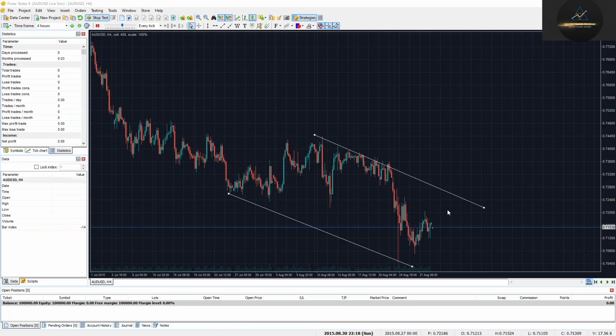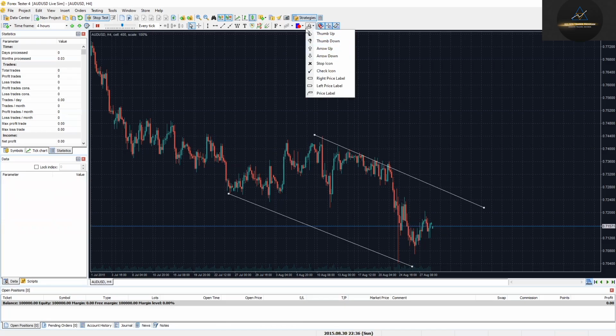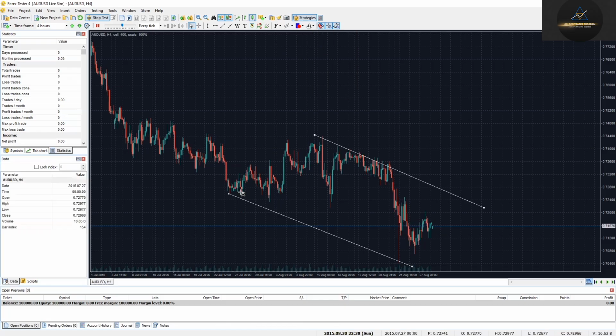Yeah, all good. Okay, so we've got some clear equal lows here. Can I start drawing? Let's see, where is the drawing tool? Oh, here we go, a rectangle. Right, so we've got some equal lows here.